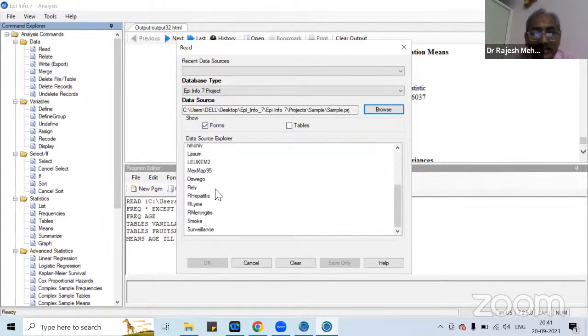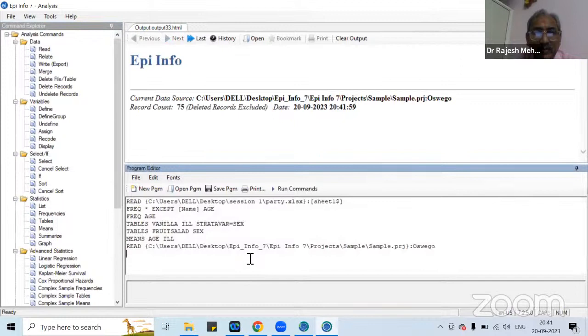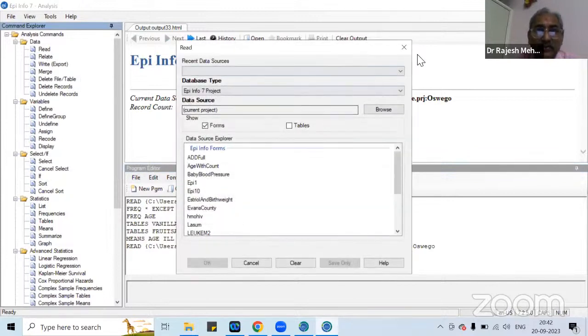And that project file, I'm just showing, there are so many things in it, like baby blood pressure, but we are now sticking only to the Oswego. It will take some time, depending on the speed of your computer. So 75 data selected. That analysis I did from the Excel. Now I am doing it directly from the project file. Same command, read. Already we used the command.